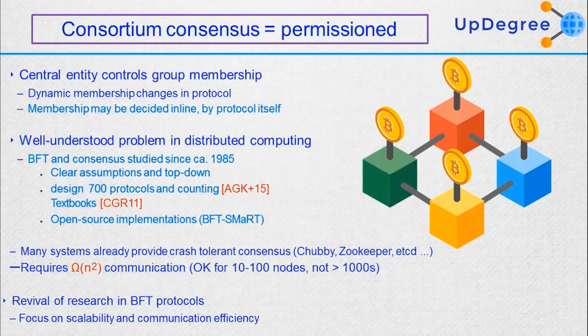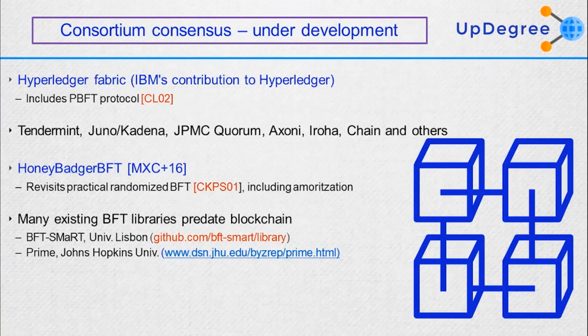That's one thing, because this is one of the understood problems in distributed computing, and many systems also provide a crash tolerant consensus, and this permissioned consensus is growing, but the scalability and communication efficiency has to be mapped. Just for information, there are a lot of consortiums. This is one of the permissioned ones, but primarily it is led by Hyperledger. As I said, some are under development, like Hyperledger. There are other ones like Iroha, Chain, all existing now.